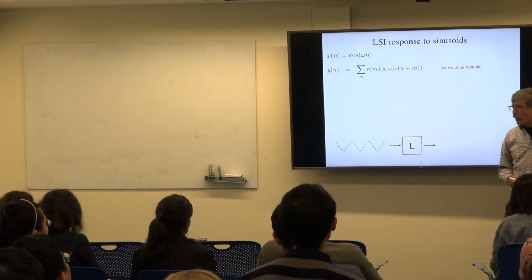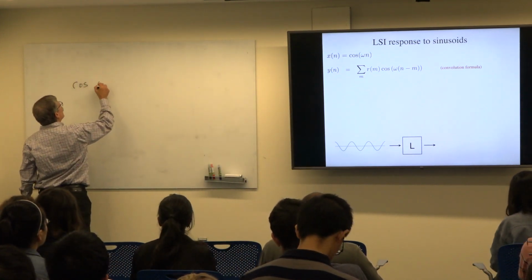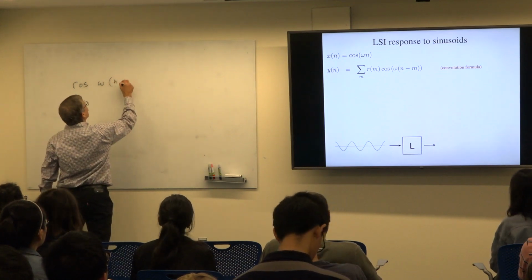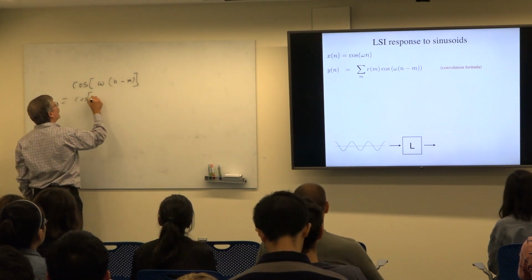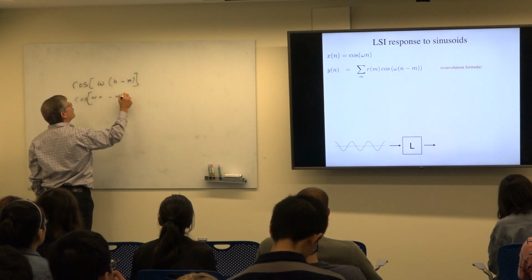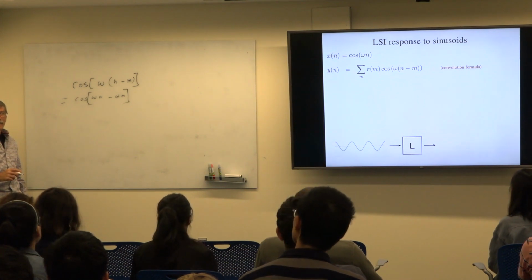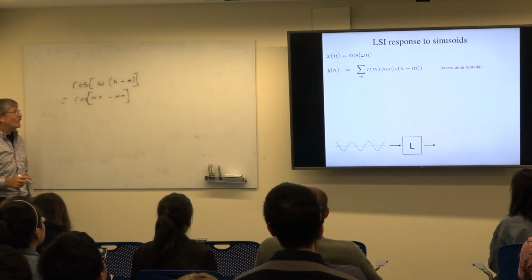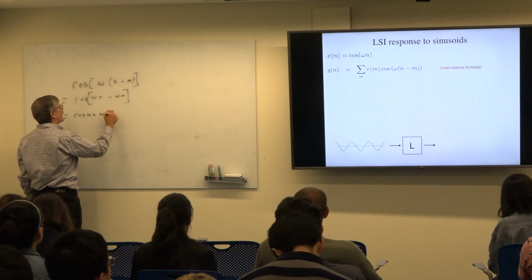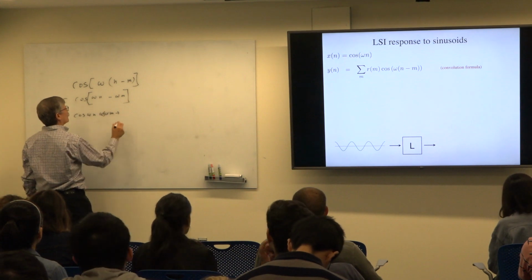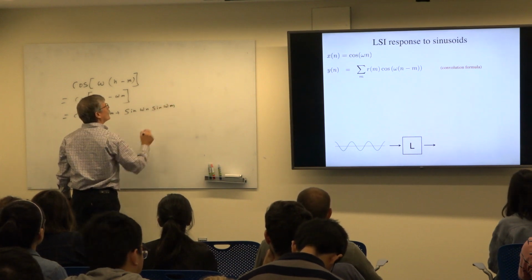Now, before I get to the next step, let's look at a piece of this formula. A piece of this formula is cosine omega times little n minus little m, which equals cosine omega n minus omega m. Look familiar? We have a trig identity for this. It's cosine A minus B, right? So we're going to use that trig identity. So this is going to be cosine omega n cosine omega m plus sine omega n sine omega m. We're going to use that.